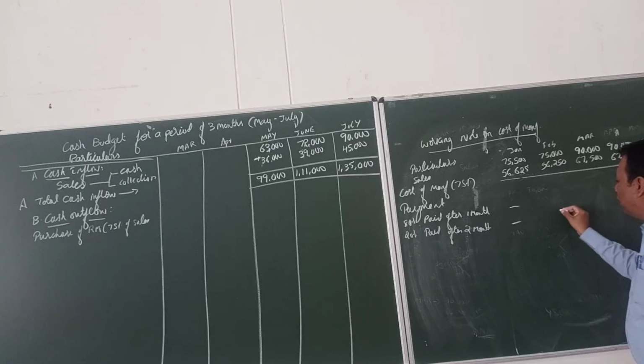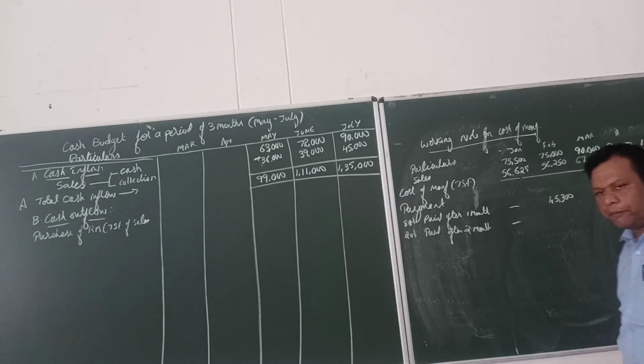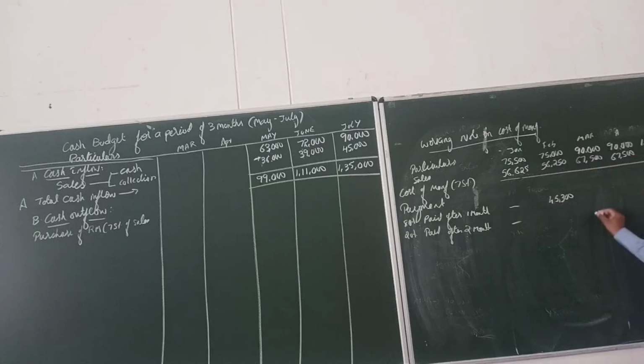45,300. 45,000. 300. Okay, 45,300 we are going to pay in the month of February, correct? And 20% we are paying in the month of March. How much it is? 11,325. If you add these two, you should get this answer. Okay, is clear? Next.